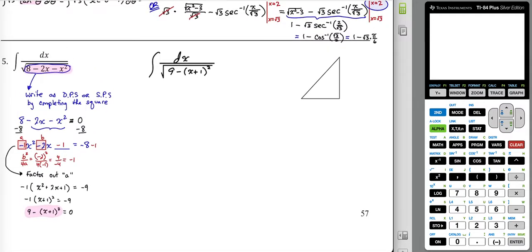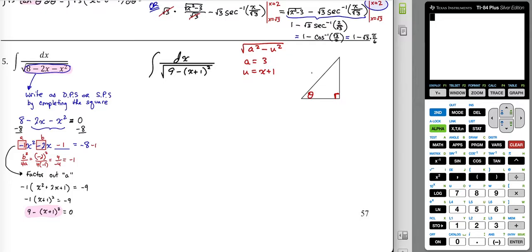And now I have something ready to rock and roll. This is in the form of the square root of a squared minus u squared. So I'd let a be equal to 3 and u be equal to x plus 1. All right, so we place this appropriately, and appropriately meaning that the missing side after the placement of the two relevant pieces would be the square root of a squared minus u squared.